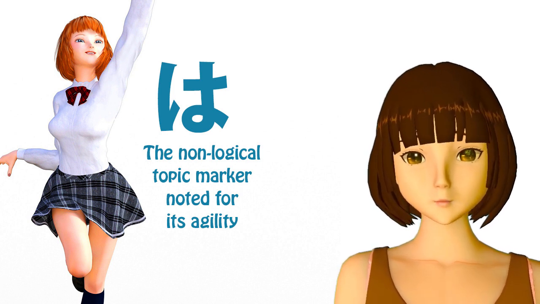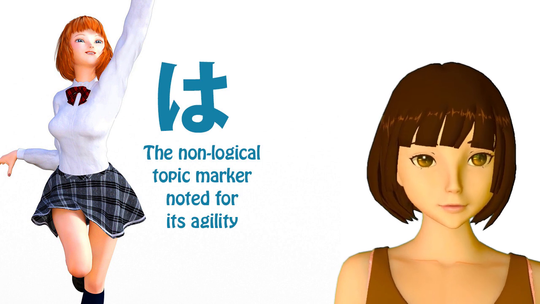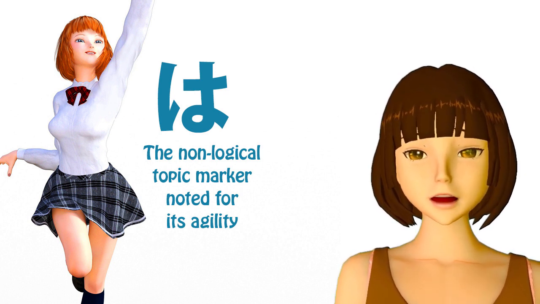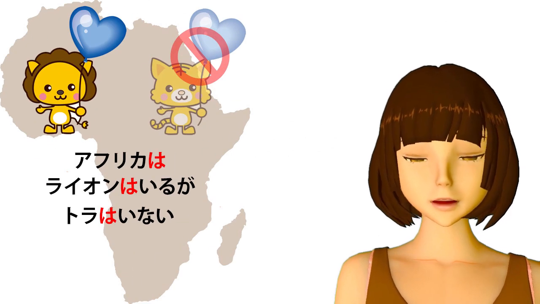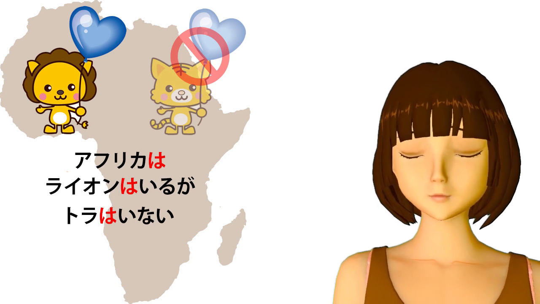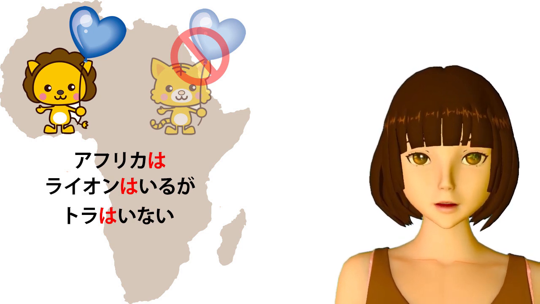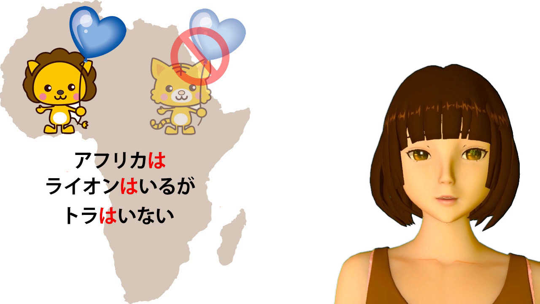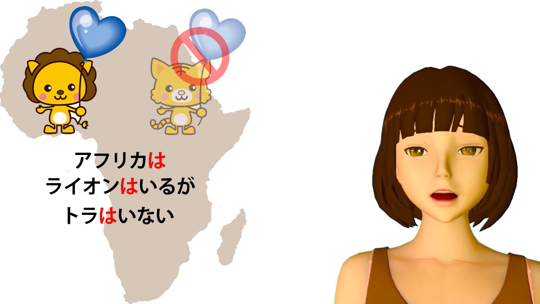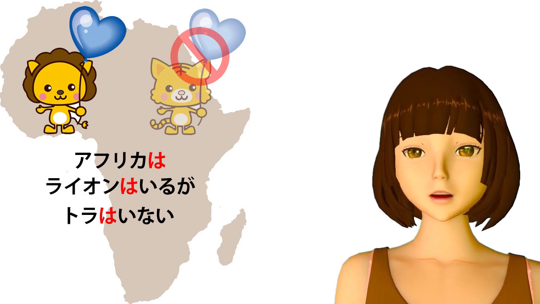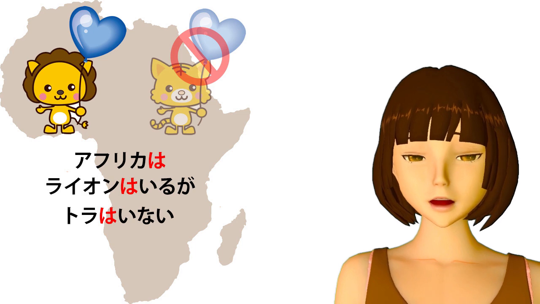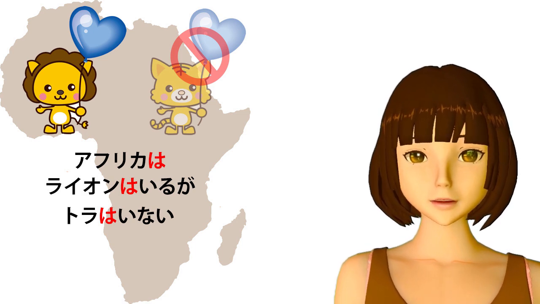So I'm going to reintroduce a sentence I used in my first advanced lesson on the use of the wa particle, and that is, Afrika wa lion wa iru ga tora wa inai. Now, as you see, we have 3 wa's in the space of a very short sentence. And they are indeed all topic markers, because wa always is a topic marker. And I have explained what's going on, but we're going to look at this in terms of agility.